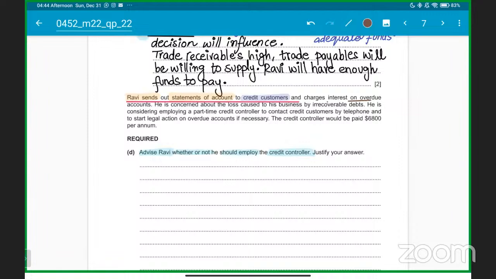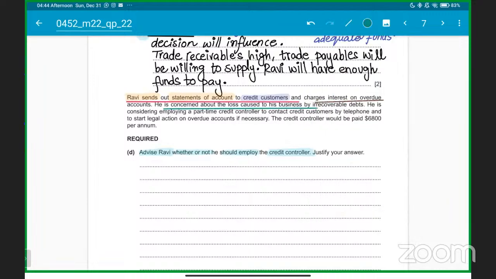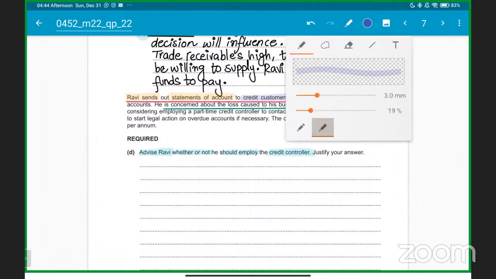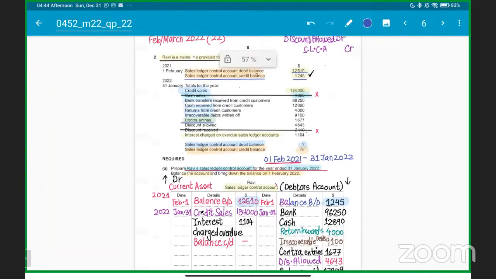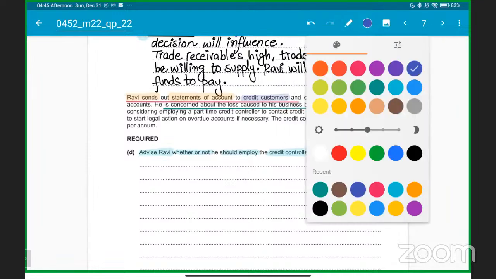Now, Ravi sends out statements of account to credit customers and charges interest on the overdue accounts. I think we have discussed this type of problem before. He is charging interest on the overdue accounts and he is concerned about the loss that is caused to the business by the irrecoverable debts. As we have talked about, कि irrecoverable debts भी काफी ज्यादा थे, $9100 के irrecoverable debts थे, right? And loss भी हो रहा है, we can see कि customers credit पे ले रहे हैं.